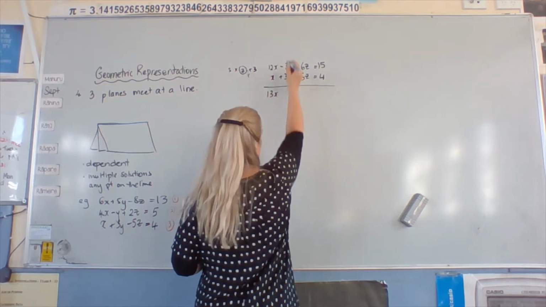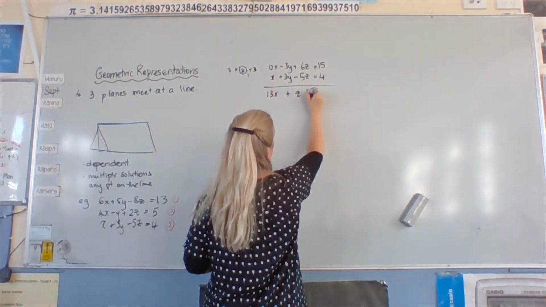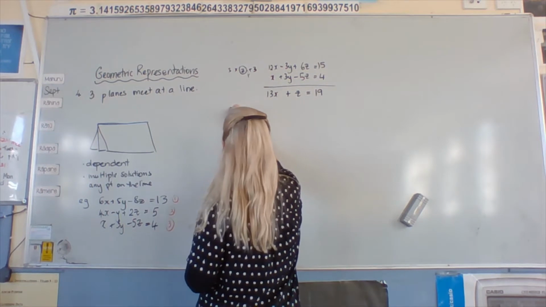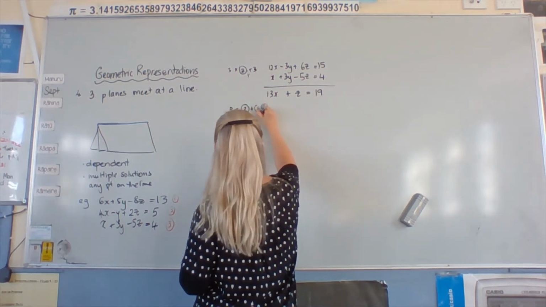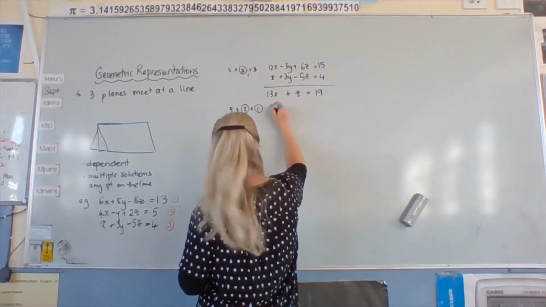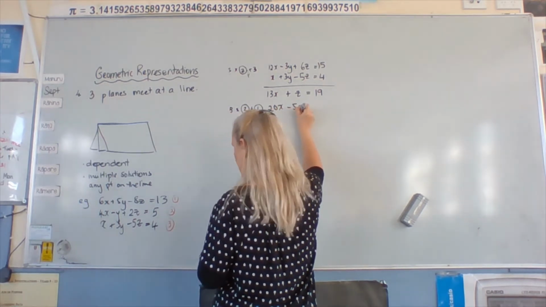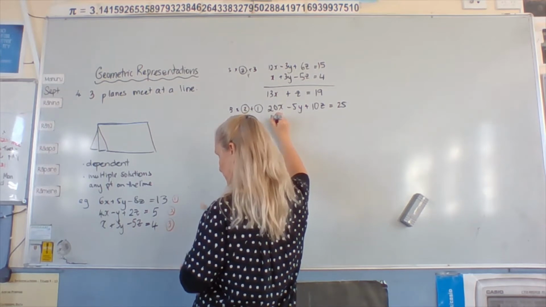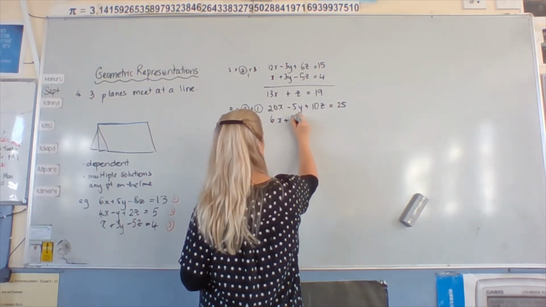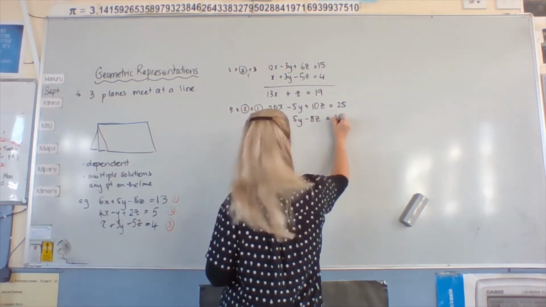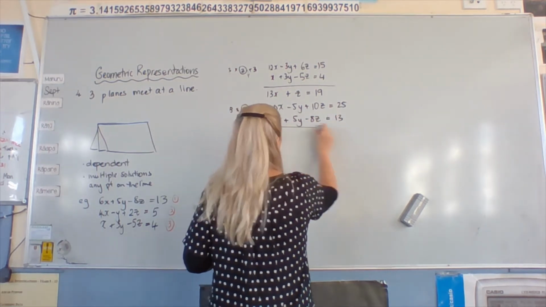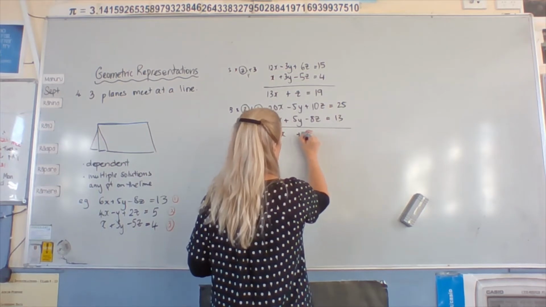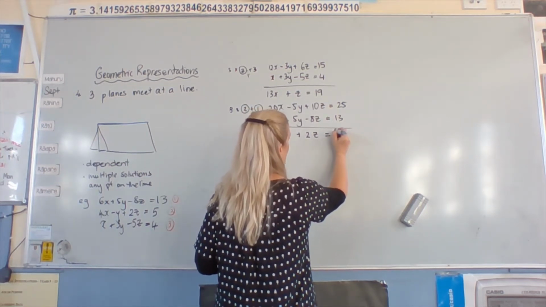Add them together, 13x, no y's, 1z equals 19. Doing another one, so we'll go 5 times 2 and add that to 1. So 5 times 2 is 20x minus 5y plus 10z equals 25, and 1 is 6x plus 5y minus 8z equals 13. And we add those together and we get 26x, none of those, plus 2z equals 38.